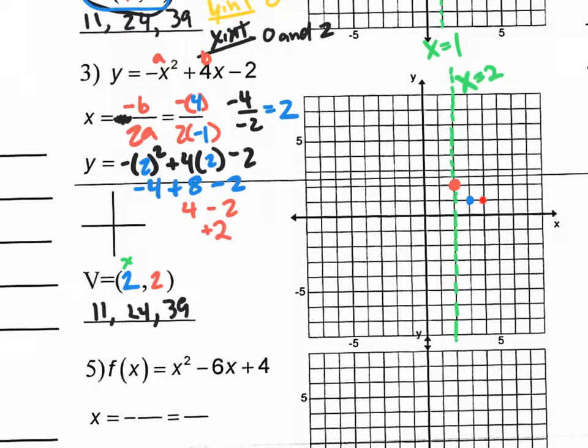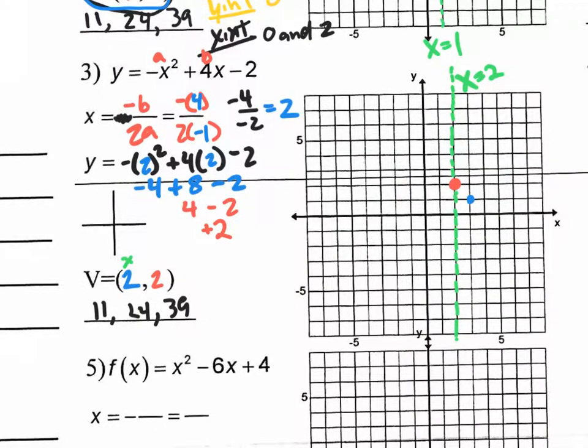Go 2 over, 1, 2, 3, 4 down, and put a dot right there. And then finally go back to the vertex and go 3 over, 1, 2, 3, 9 down: 2, 3, 4, 5, 6, 7, 8, 9.